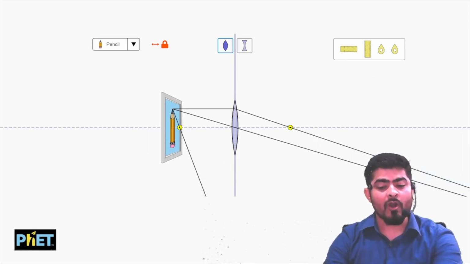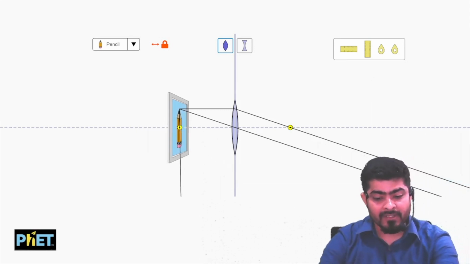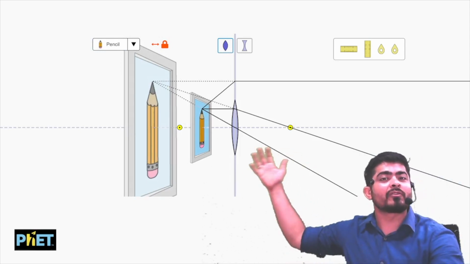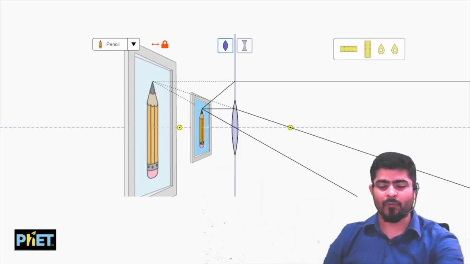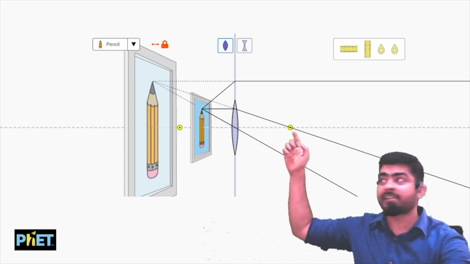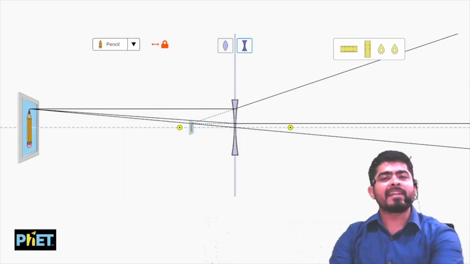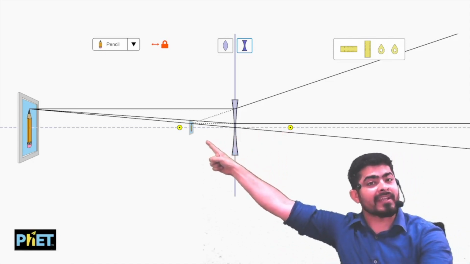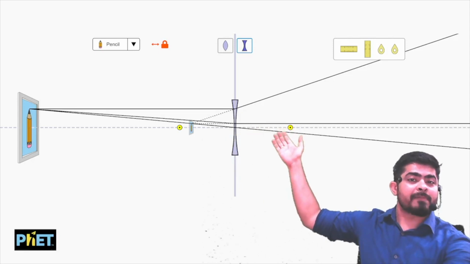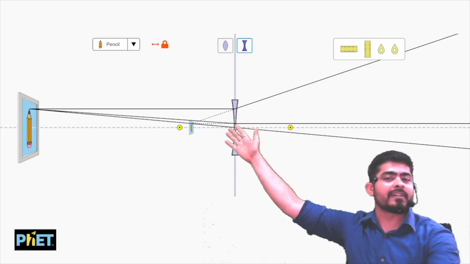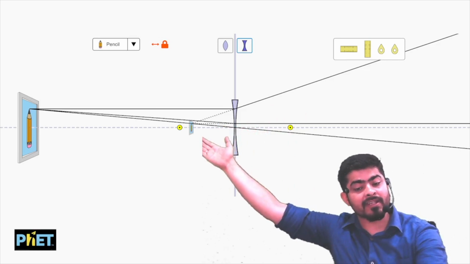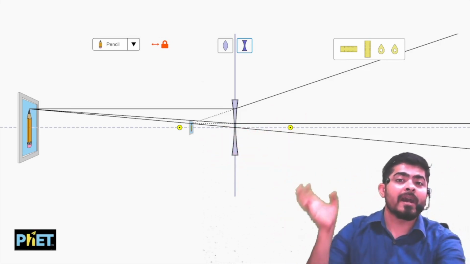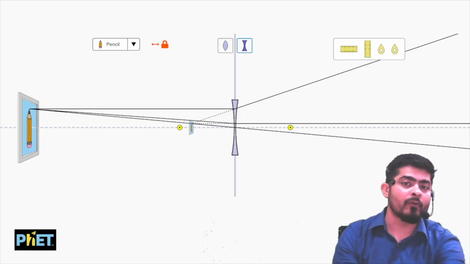But when the object is on the right side of the first focus, then what happens? The image has gone to the left side of the second focus, right? This is your second focus and the image is on that side. So now look at this animation for concave lens. This is your first focus and this is your second focus. Right now, with respect to the first focus, the object is on the left. Okay, and with respect to the second focus, the image is on the right. Okay, so object and image are on the opposite sides of the corresponding focal points.